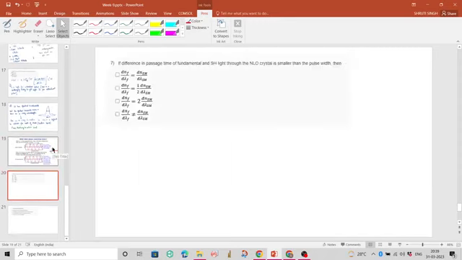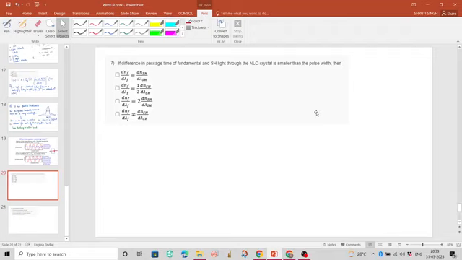The next question is about the difference in the passage of time of the fundamental and the second harmonic light through the nonlinear optical crystal. If it is smaller than the pulse width, then what happens? Now let's do the derivation then.